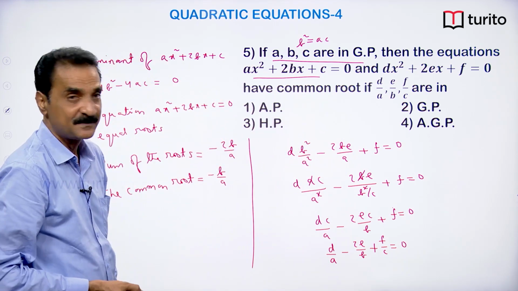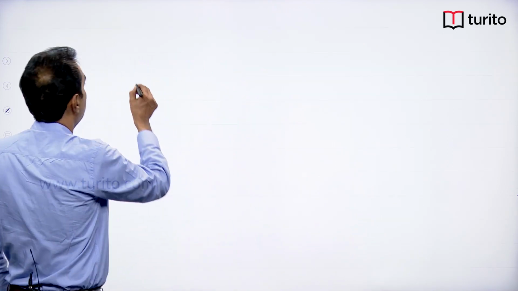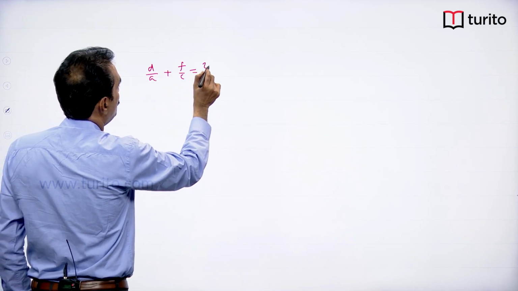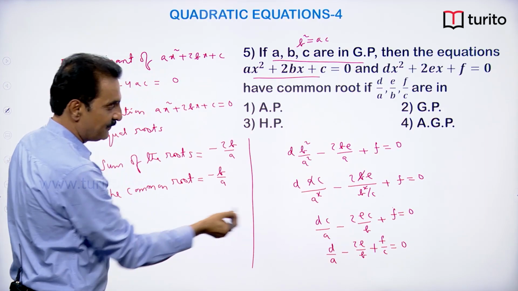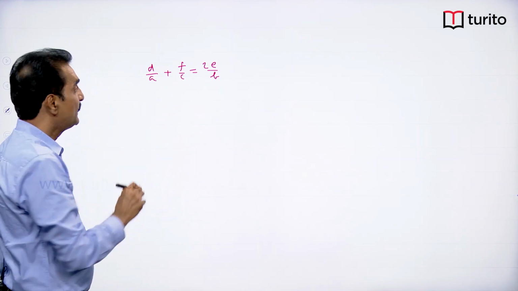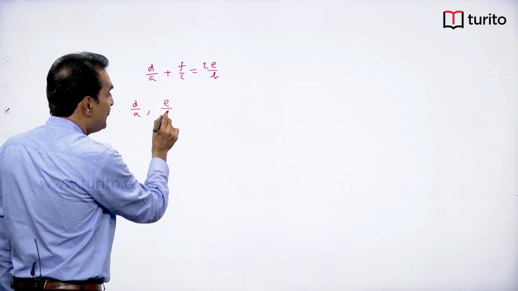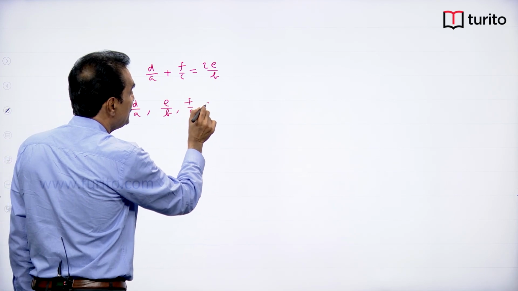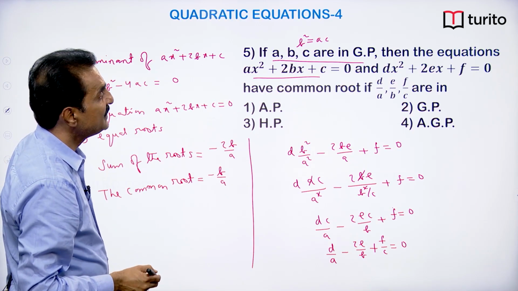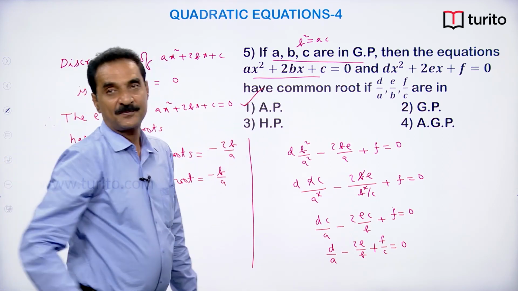I will write it in the next page. d by a plus f by c is equal to 2e by b. You know that this is the condition for AP. Therefore, d by a, e by b, f by c are in AP. What is the asked question? d by a, e by b, f by c. Same. So the correct answer is the first option.